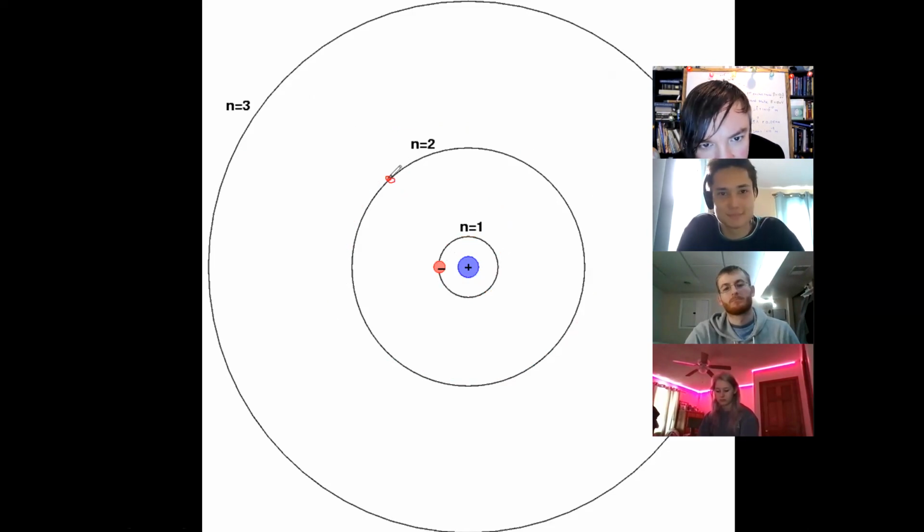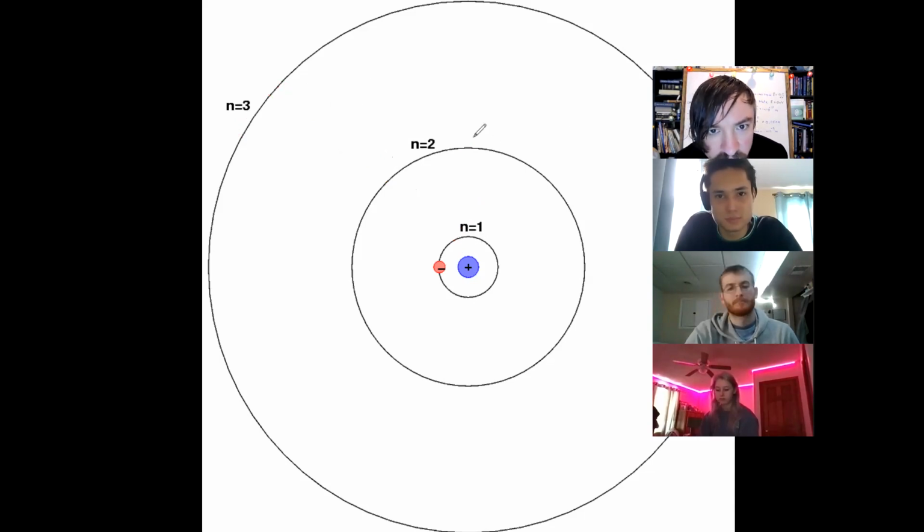Likewise, if the electron is here, you might be able to kick it up to the n=3 state, and there it will also have a stable orbit. But it's not allowed to orbit anywhere in between. This is what we mean by the orbits being quantized. This is an allowable orbit, this is an allowable orbit, and this is an allowable orbit.